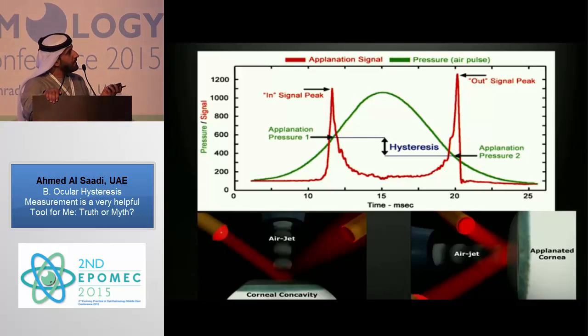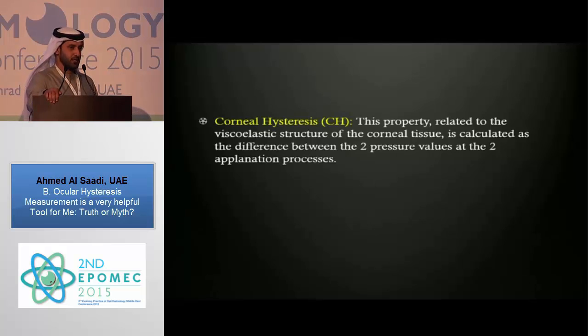And then what they looked at as well is what we call corneal rigidity. The corneal rigidity, I'll be defining it later, but basically the corneal hysteresis is a property of the cornea that's related to the first and the second pressure and the difference between them.